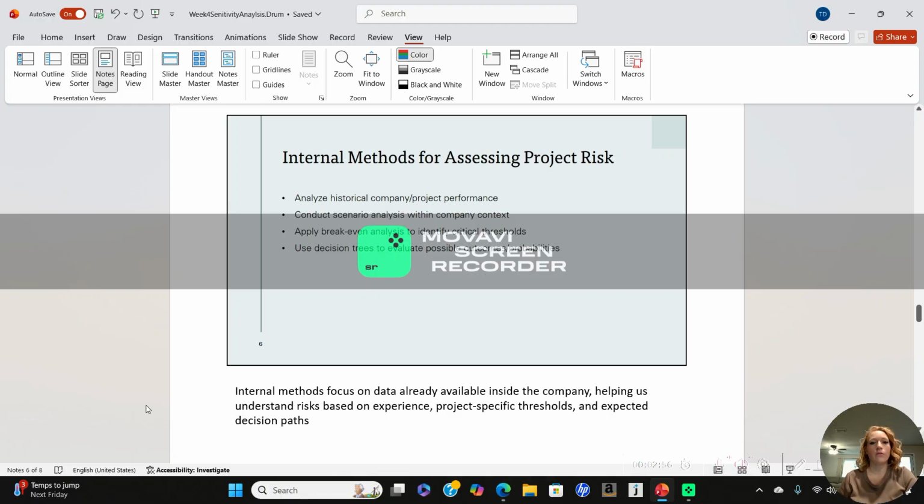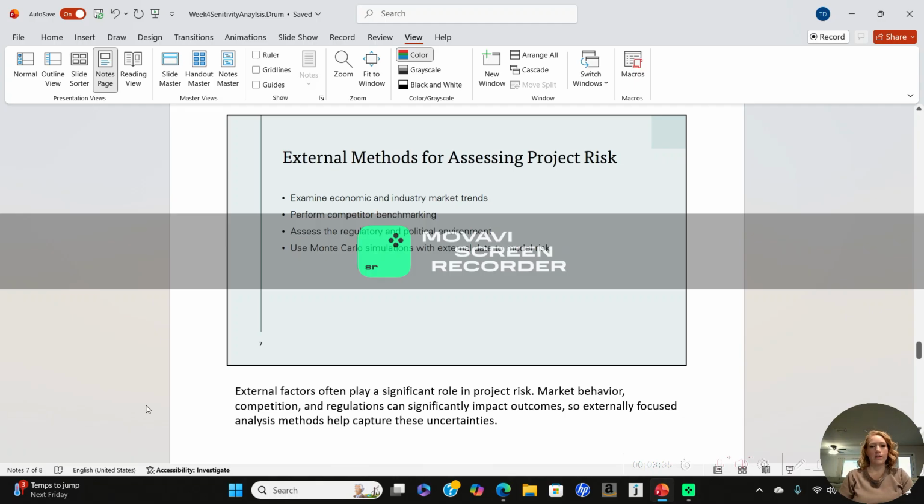Here we're going to look at internal methods for assessing project risk. We're going to analyze the historical company and project performance. We're going to conduct scenario analysis with company context, apply break-even analysis to identify critical thresholds, and use decision trees to evaluate possible outcomes and probabilities. Internal methods focus on data already available inside the company, helping us understand risk based on experience, project-specific thresholds, and expected decision paths.